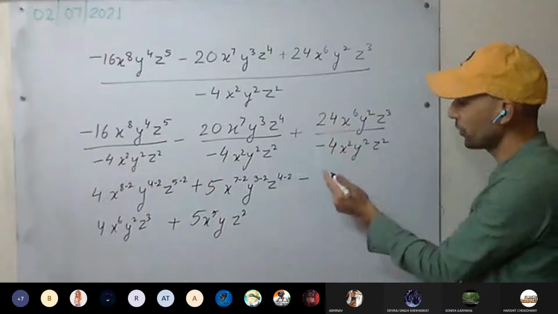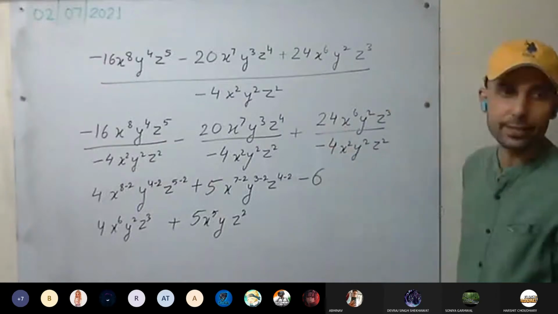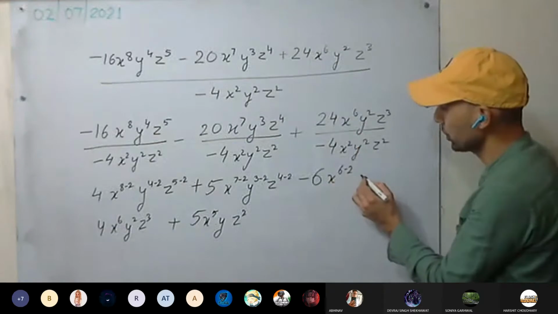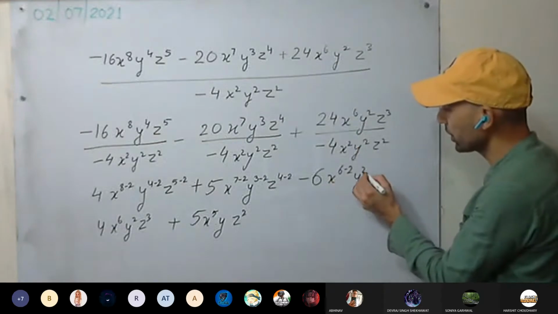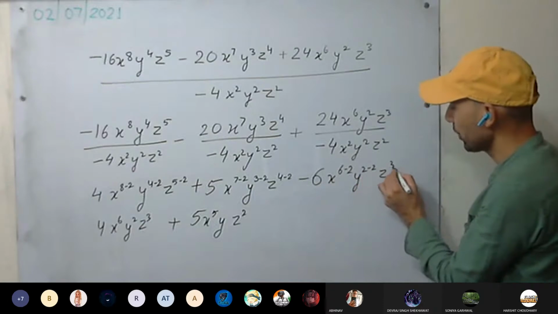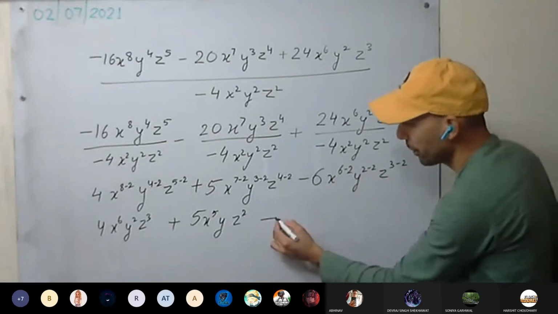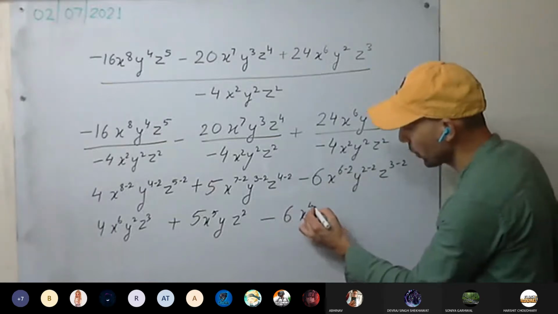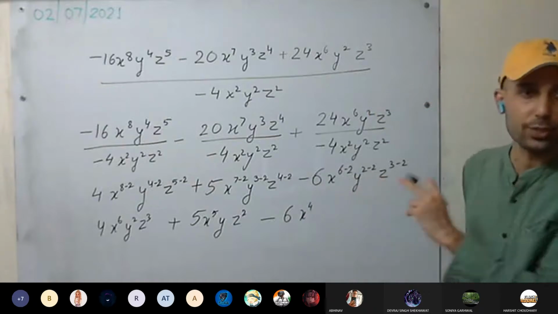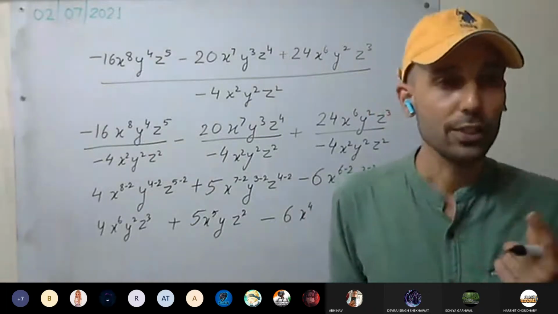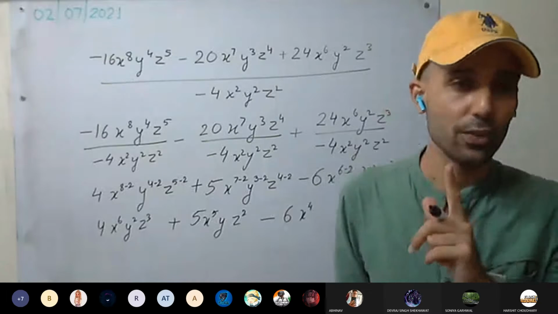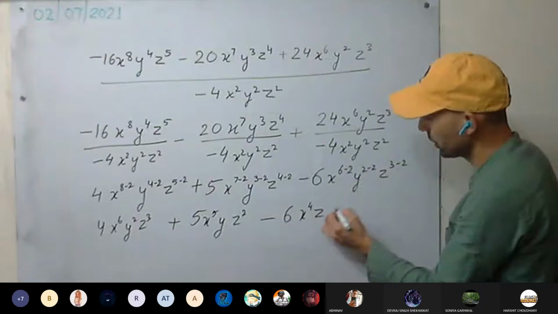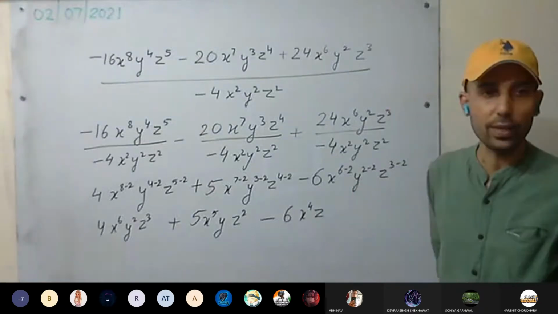Now last term, plus minus it will be minus. 24 divided by 4, 6. X raised to power 6 minus 2. Y raised to power 2 minus 2. Z raised to power 3 minus 2. It will be minus 6 x raised to power 4. Y raised to power 2 minus 2 is y raised to power 0. Y raised to power 0 is 1. Anything raised to power 0 is 1. So no need of writing that one, into z. Understood this one?